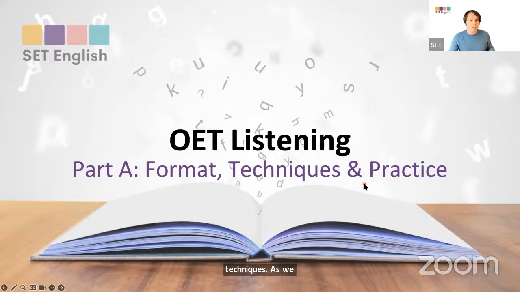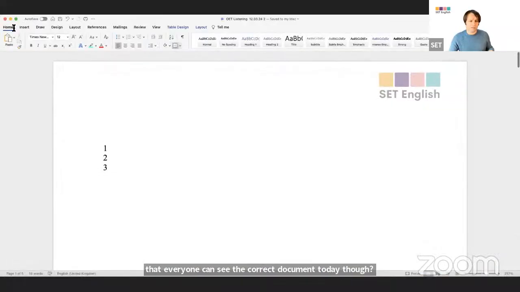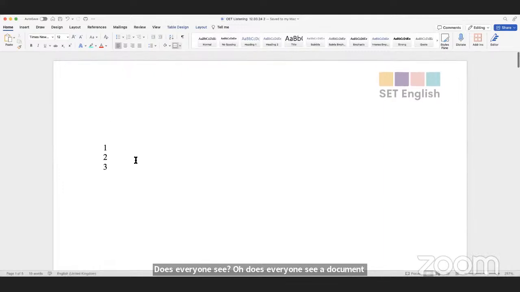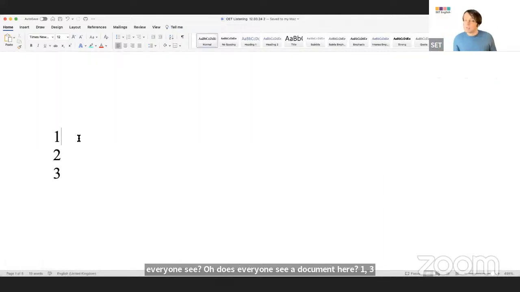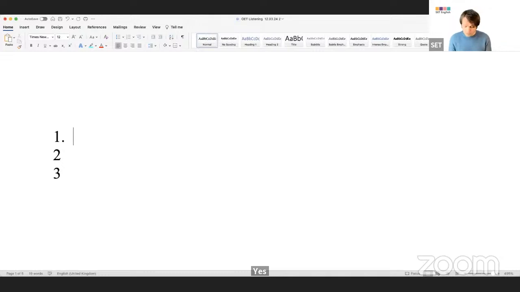Can I make sure that everyone can see the correct document today, though? Does everyone see a document here? Yes. It should be empty, nothing here. Is that right? Yes. Okay.